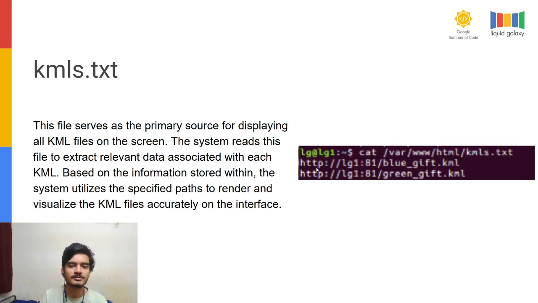The next file is kmls.txt. This file is present in this HTML directory. Whenever something is appended in this file, the Liquid Galaxy reads this path and shows it on the Liquid Galaxy. For example, when this green gift.kml is appended to the file, the Liquid Galaxy will read this KML file and show this on the Google Earth.